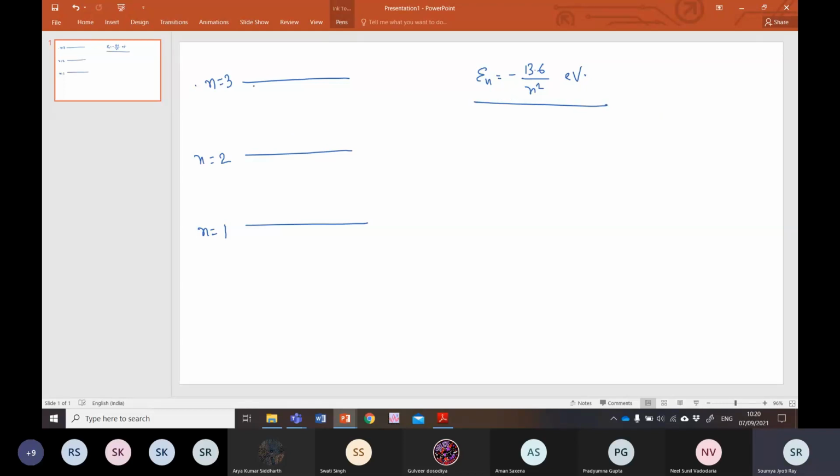Now, if you remember, if there is a transition like this, or a transition like this, or any kind of transition like this, then I get certain spectral lines. Okay, you agree to this, right?